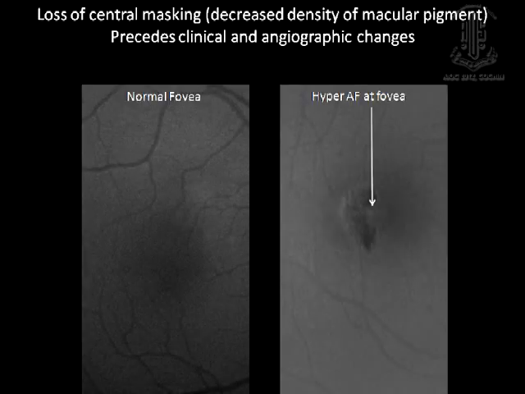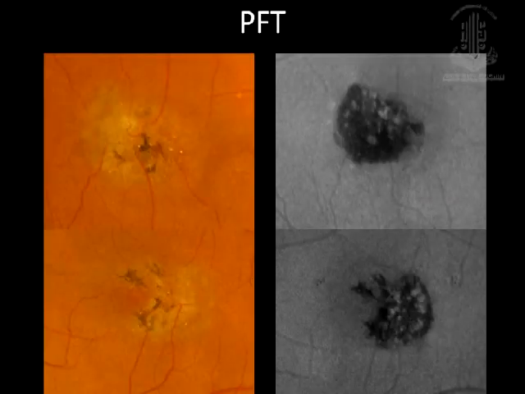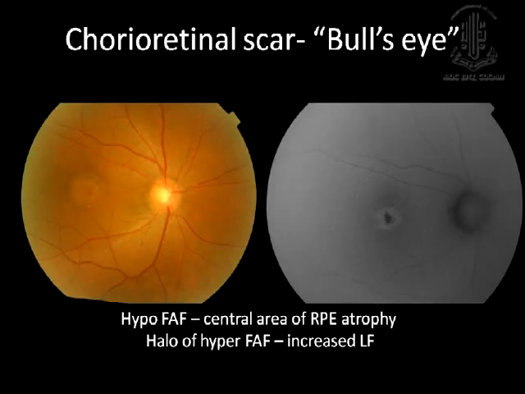So this is the same thing in blow-up. You can see that there is a masking of the central foveal reflex, but here it is revealed. That is because of atrophy and loss of macular pigments. So this is a much more established PFT. You can see the accumulation of fluid shows up as increased autofluorescence, and the rest of the area is decreased autofluorescence. And with choroidal neovascular membrane, again the picture changes. You see on color photograph a much lesser area of involvement, but on the autofluorescence image you can see a much larger area of involvement.